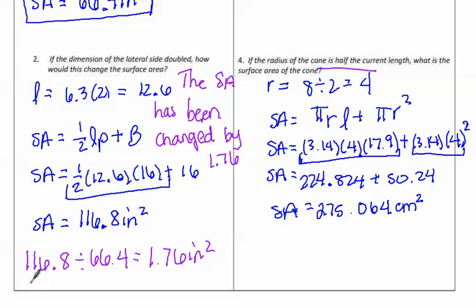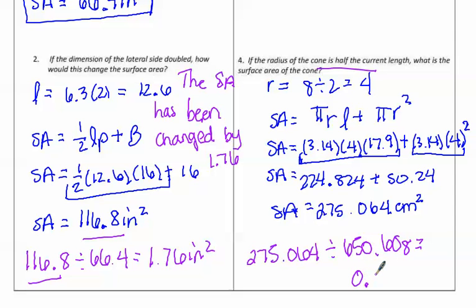Just like we did over here, you're going to start with the second surface area, divide it by the first surface area. So 275.064 divided by 650.608, and you will get 0.423. This is approximately a half. So if it is divided in half, the surface area is 2 times smaller.